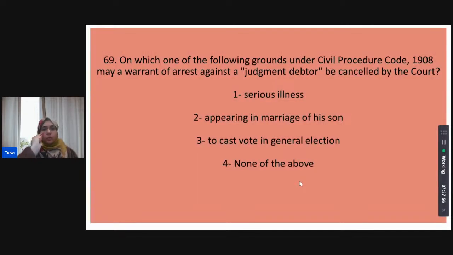On which one of the following grounds under CPC may a warrant of arrest against a judgment debtor be cancelled by the court? Is it the ground of serious illness? Is it the ground of appearing in the marriage of his son, right? There is a marriage of the judgment debtor's son. Can that be a ground? Is it the ground that he had to cast a vote in a general election, or none of the above?